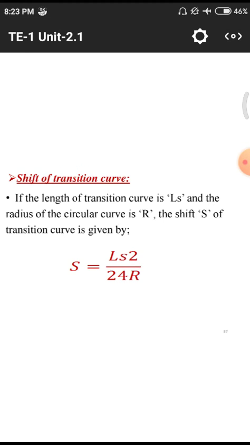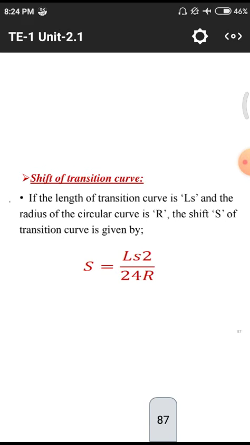Next condition is the shift of the transition curve. Shift means if the transition curve is wholly circular having equal radius on both sides, that means the total curve looks like a circle, with equal radius on both sides from the center. If the curve is not equal, that means the radius is changing, we need to follow different principles. First of all, this is the shift of the transition curve.